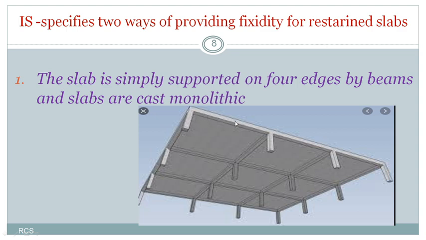The weight which is provided below the slab, because we are casting it monolithic, they are acting as a single member. So this beam will prevent the lifting of the slab at the corner. That means we are providing fixity by means of monolithic construction, as slab and beams are cast as a single entity. Right? This is one way of preventing lifting of corners of a slab.